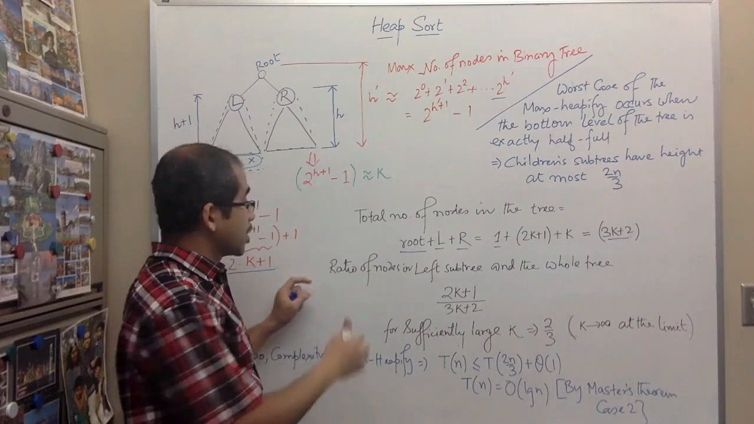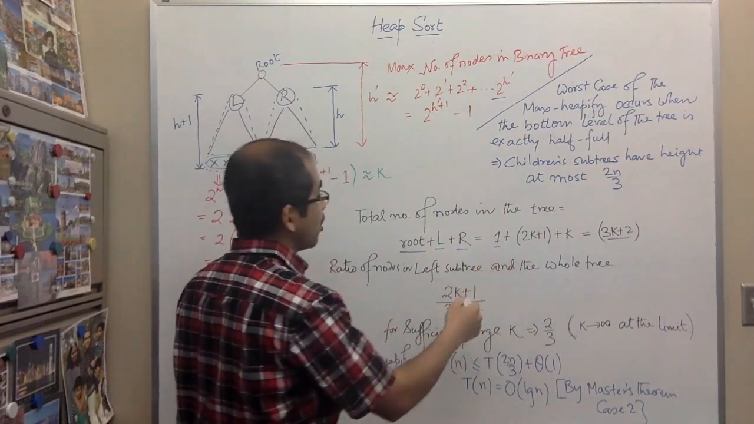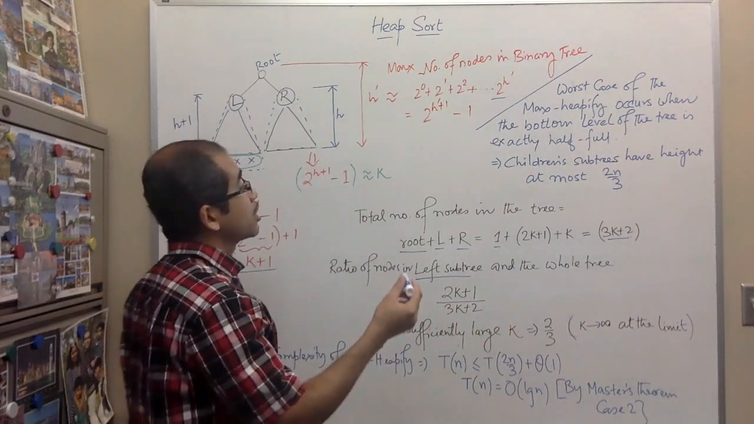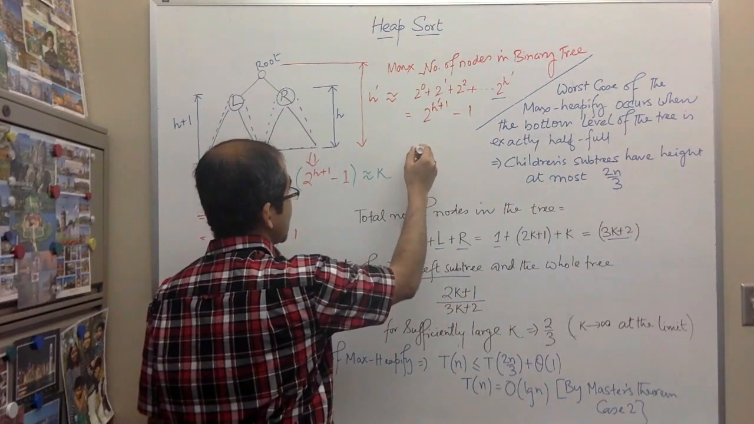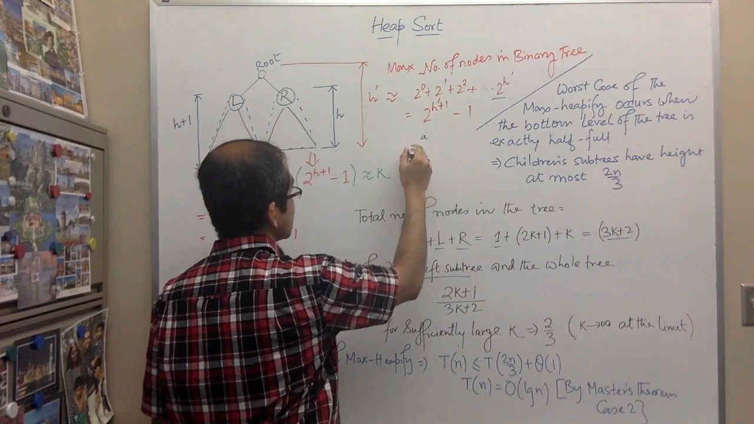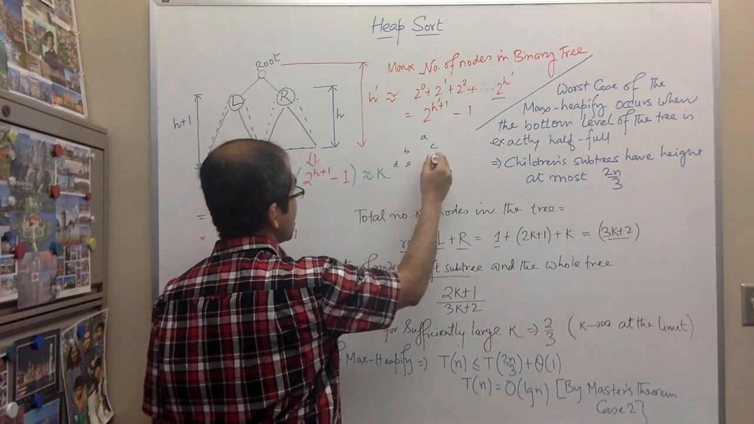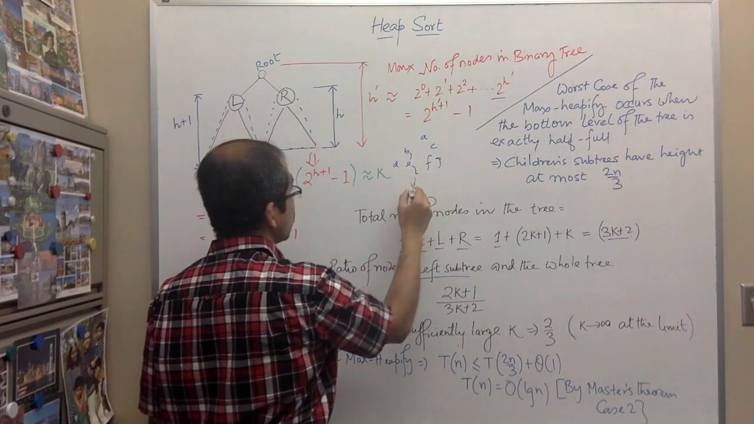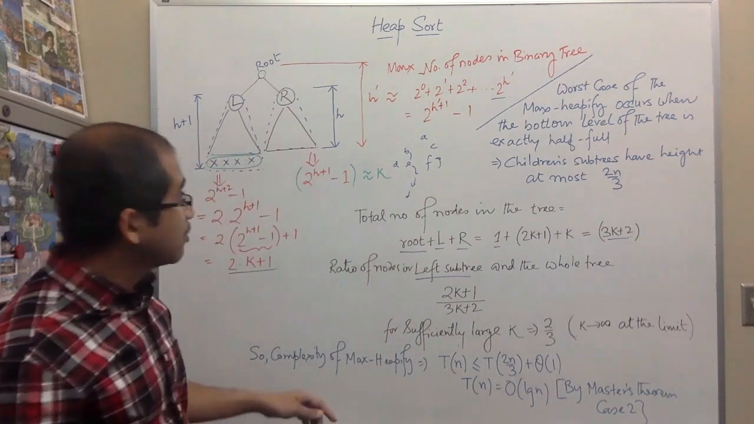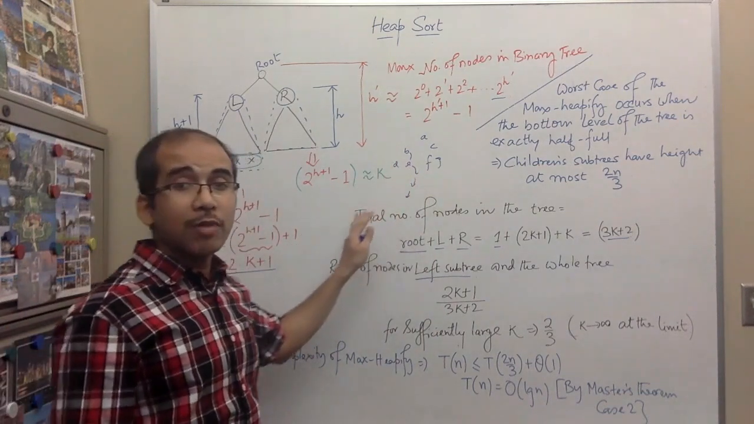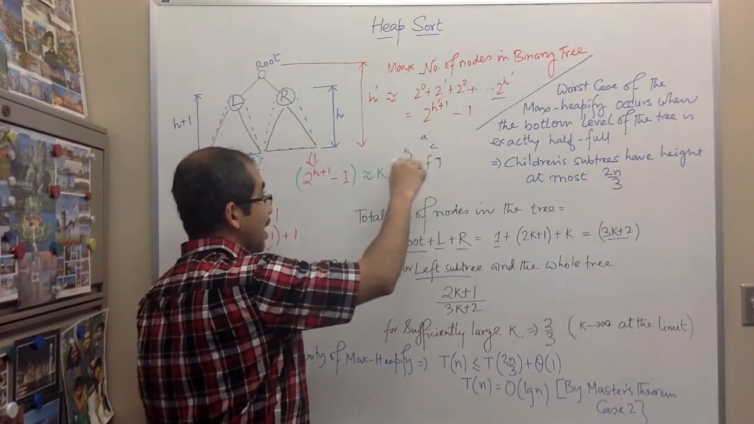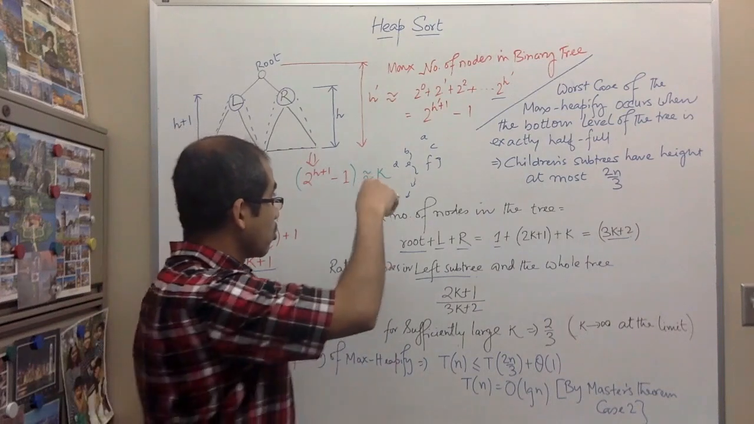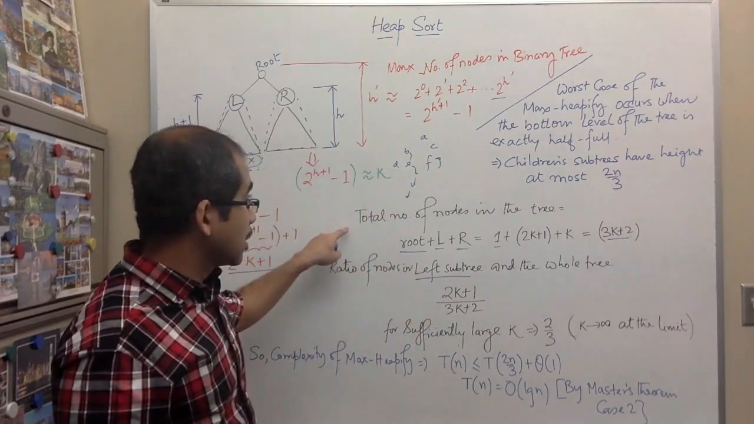Now the ratio of the nodes in the left subtree and the whole tree. Why do we just look at the left subtree? If you remember the max heapify, suppose this is A, B, C, D, E, F, G, at every level we go down until we reach the leaf node. We only check one subtree because max heapify is correct with respect to one subtree: pick the largest node in the subtree and go on checking till the leaf level.